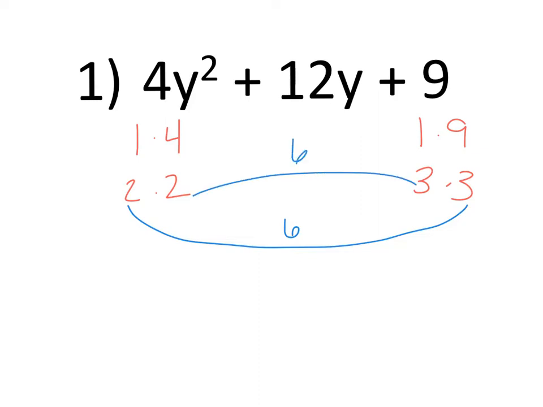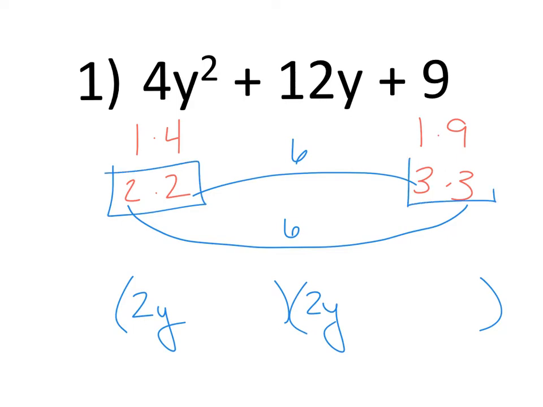2 times 3 is 6. And so that gets me a 12. Yay. And so then we would write down our factors, right? This would be a 2y and a 2y. Those are your front ones. And then we would have a 3 and 3 on the back side, or the back part of your factors.